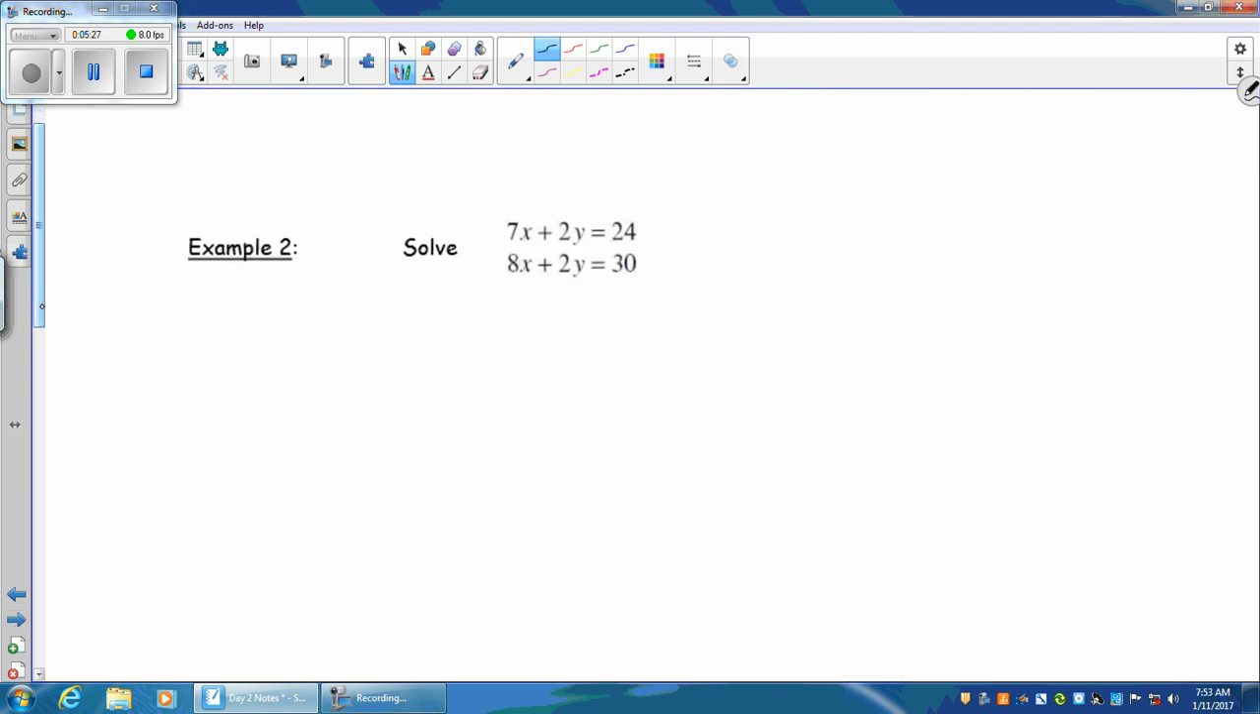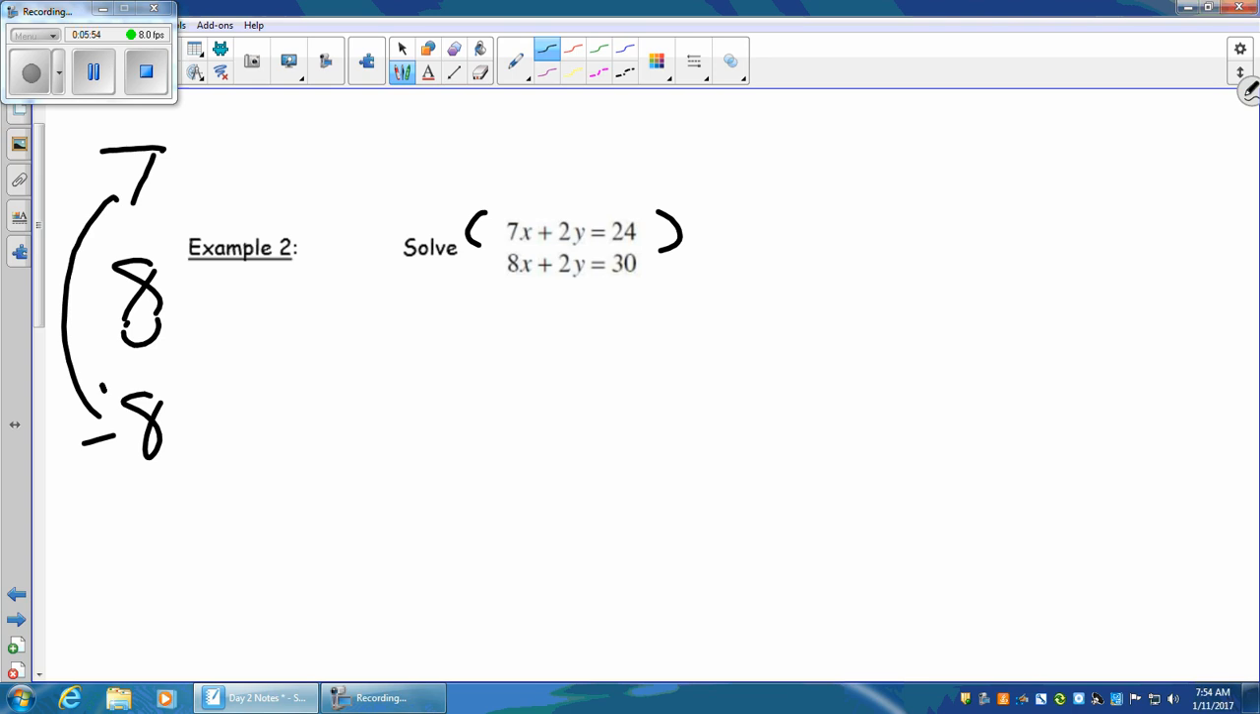Example 2. Once you guys get good at this, you'll know which ones to do, because there's going to be multiple ways you could do this. For this example 2, just from experience, I know the best thing to do is to multiply this top one by something. Now, am I going to be able to make an opposite amount of x's like I did last time? Is there anything I could multiply 7 by to make it the opposite of 8? And obviously the opposite of 8 is -8. Is there any way I could do that?